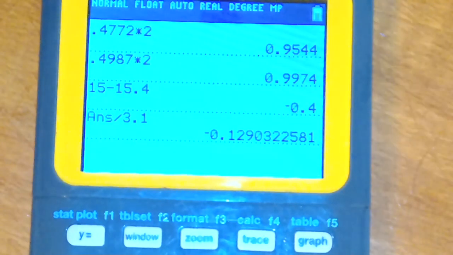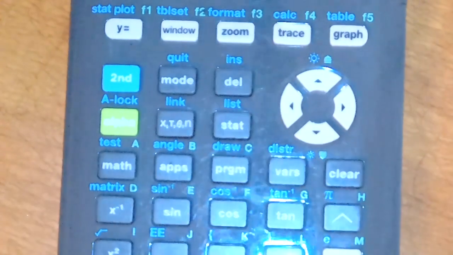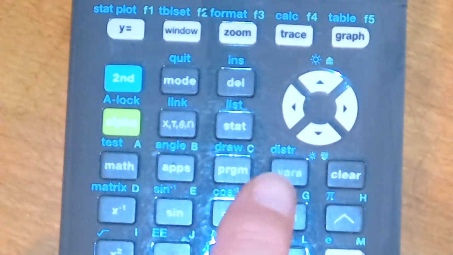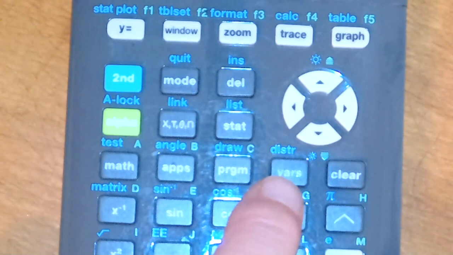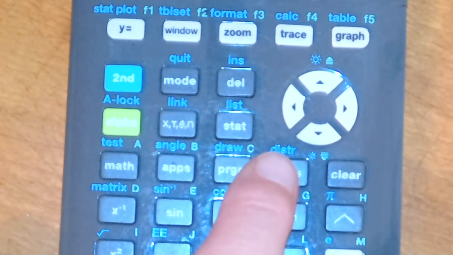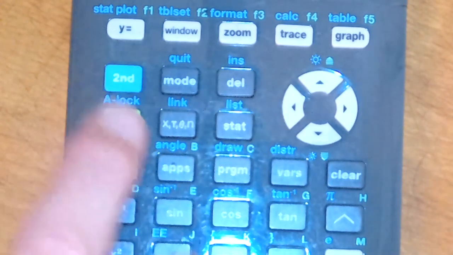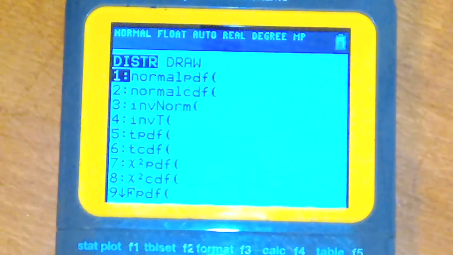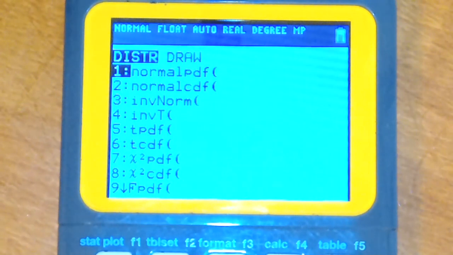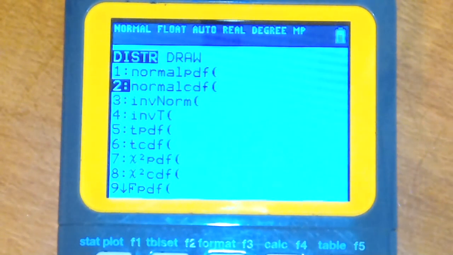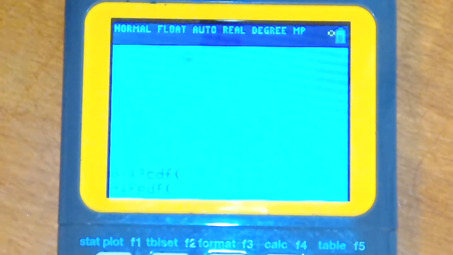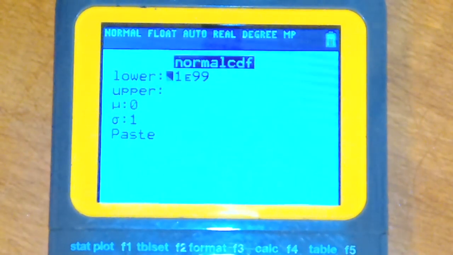I am going to go to the button that says distribution. It's on the VARS, but it's the distribution. Anything in blue, I need to press the blue second button and then this. And then it's going to give me these. I want number 2, normal CDF, not normal PDF, normal CDF. And then I hit enter. And then it's asking me for the lower bound.